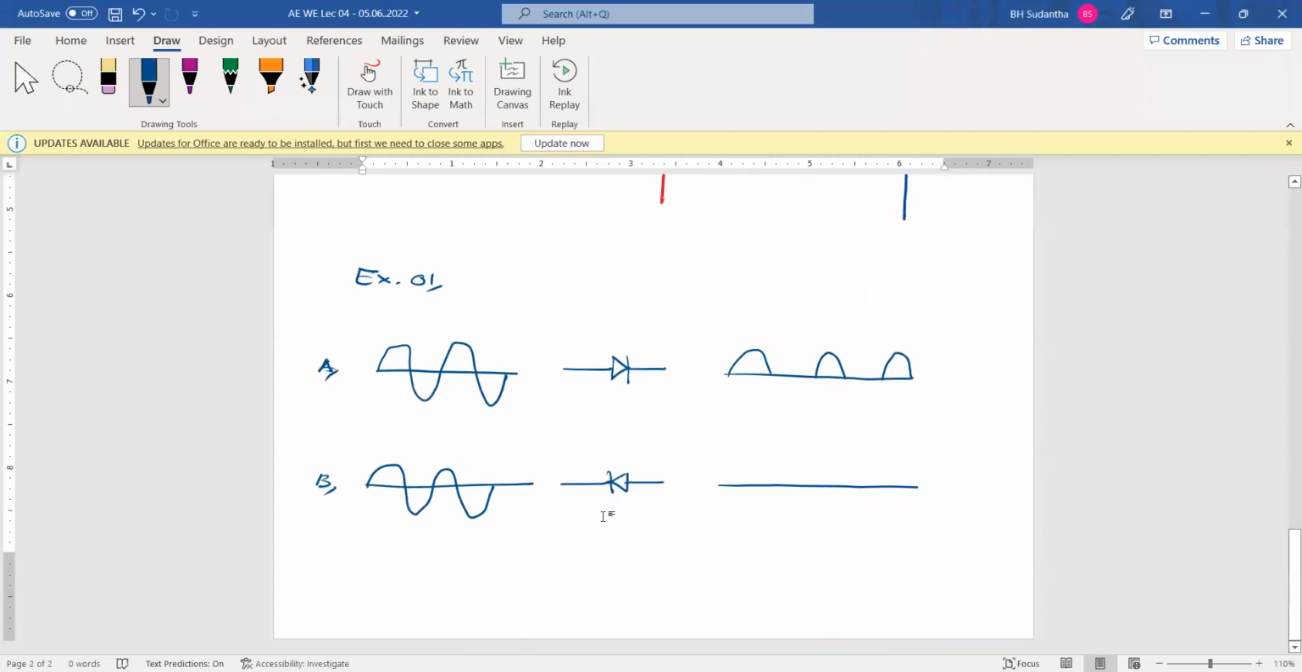Okay, here, if you give this type of waveform, what is the output? Nothing will come. Why? It's a reverse bias. Sorry, the other way. This negative half cycle will come here.